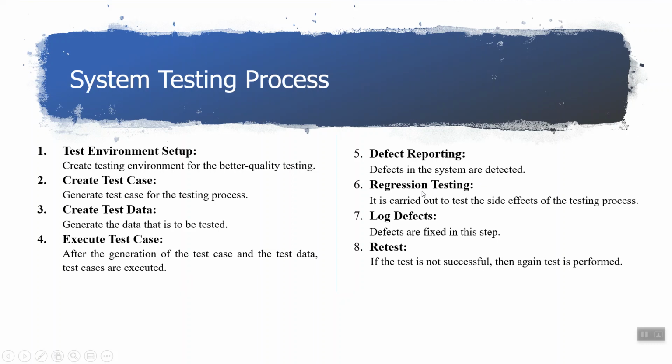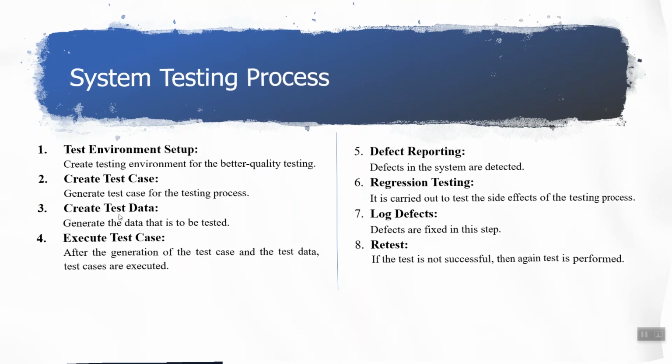We report those defects. Then after that, regression testing. When the developer fixes our reported defects, we re-verify the defects and do the regression testing around the areas in which the defects are fixed. It is carried out to test the side effects of the fixes. So after that, logging the defects. Defects are fixed in these steps. And after that, retesting. If the test is not successful, then the test is performed again. So these are the eight different steps which fall under the system testing process.